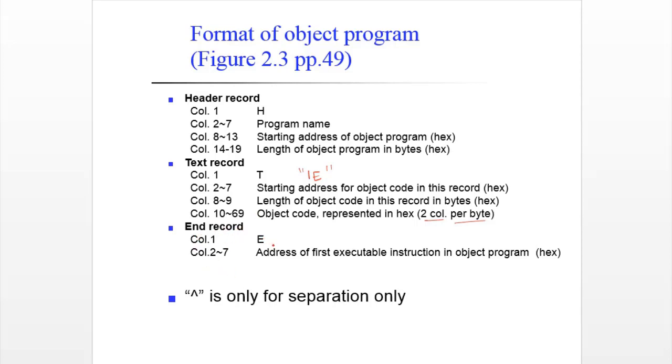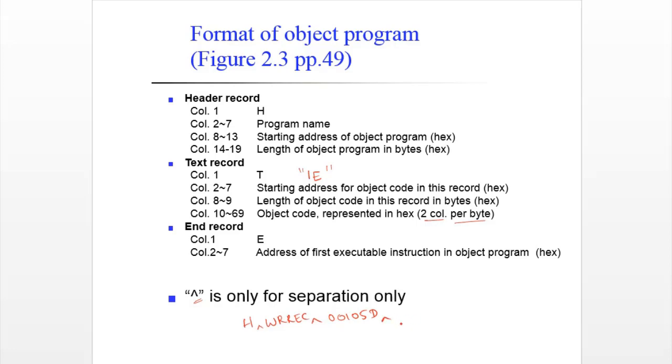It starts with E, and it should be followed by the address of the first executable instruction in the object program. To separate the fields, we are going to use this caret symbol in between. For example, for a header record, I will write H caret, program name is WRREC caret. Starting address of my object program is going to be 00105D caret.